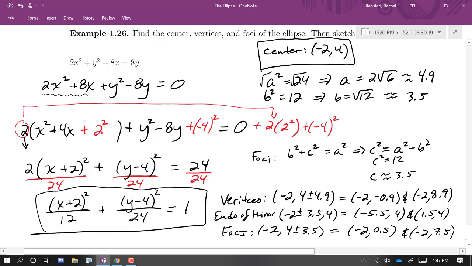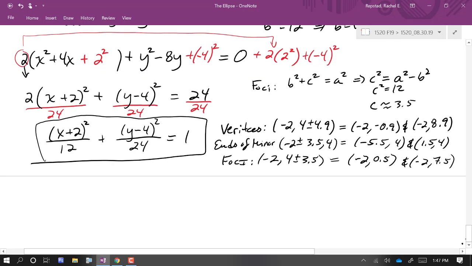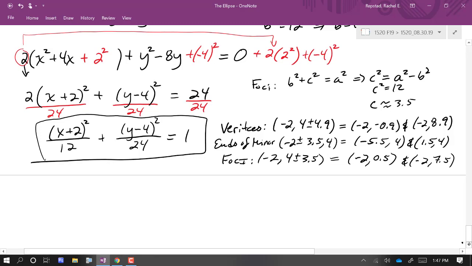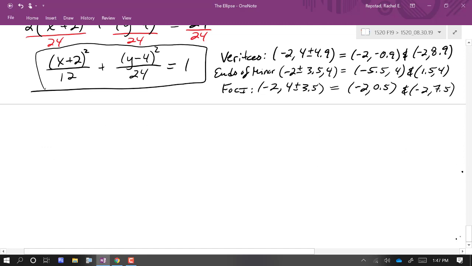And then they asked us to sketch it, so my apologies, I didn't provide probably enough space. No fair that I have extra magic paper on OneNote, but we'll make it work.